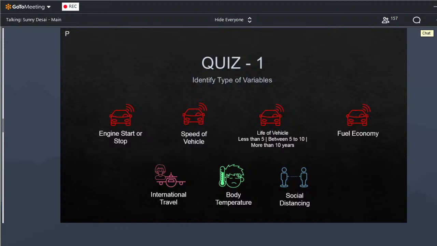Let's see if somebody is ready to volunteer and share. Please feel open. I want all of you to help me understand what engine start or engine stop is. Very simple question. Our first question is engine is run, engine is start, or engine is stop. What type of variable is this?